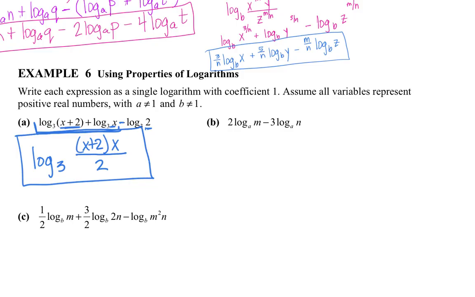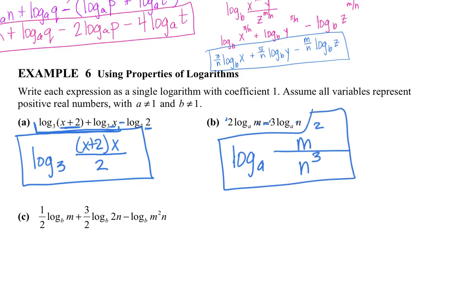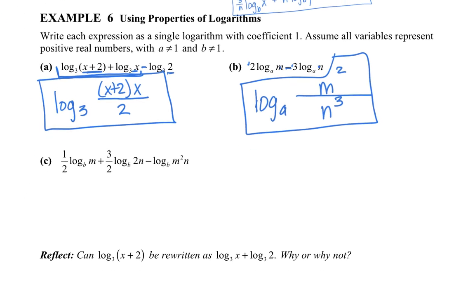All right, now this next one, I know since there's a 2 out front, this is m squared. And there's a minus sign here, so this is being divided. So we've got log base a, and we know we're dividing. This is m squared and n cubed. And there's all that one. That one's pretty simple. This next one gets really crazy.